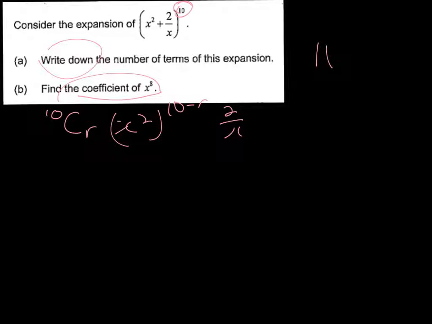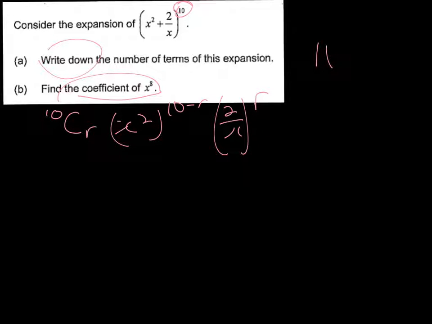For part B, find the coefficient of x to the 8. Now this is the tricky part of this question. So we've got an exponent of 10. Through binomial expansion, we know that 10 choose r, x squared to the power 10 minus r, multiplied by 2 over x to the power r, will give us any expression that we're interested in.